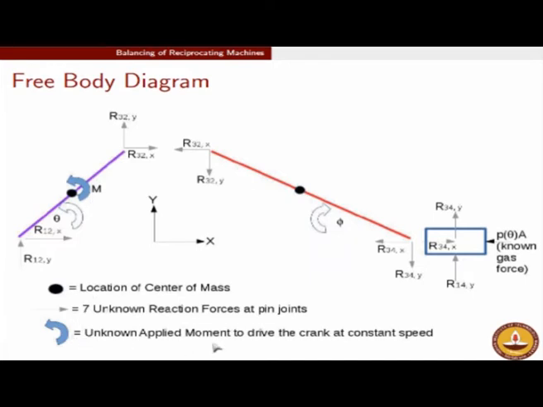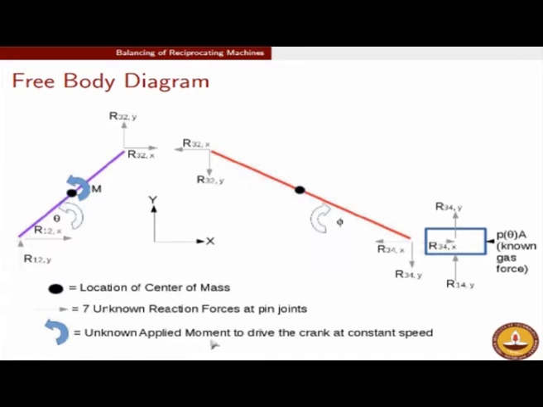This is an unknown applied moment on the crank such that the crank moves at a constant angular speed. There is another force which is applicable here. On the piston side you will have the gas force, but the gas force is known from thermodynamic considerations. Let us say the gas force is known. The unknown applied force is the moment, the torque which is applied on the crank. If there is a moment equal to the value of M, that moment should be such that the crank rotates at a constant angular speed.